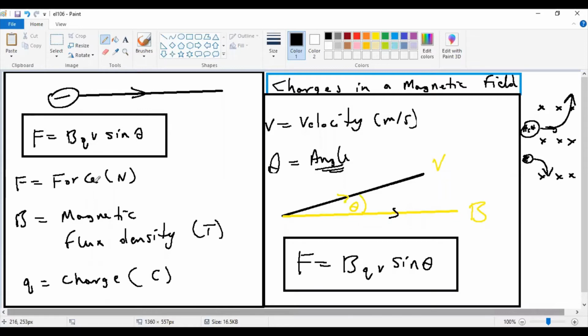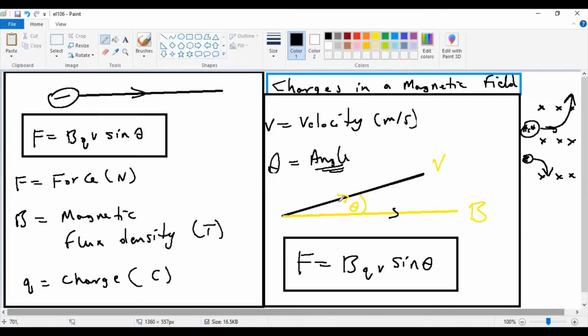So F is the force measured in newtons, B is the magnetic flux density measured in Tesla, and Q stands for charge measured in coulombs. V is the velocity, and of course, theta is the angle. And theta is the angle between the velocity of these charged particles and the magnetic field. And of course, that is normally given.